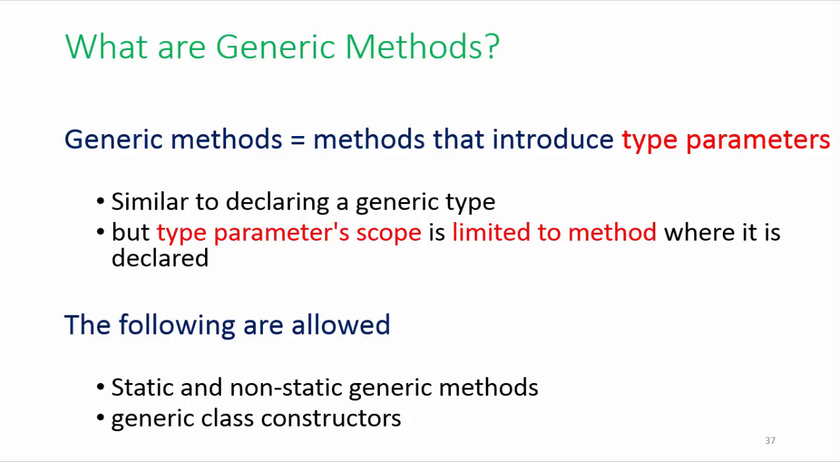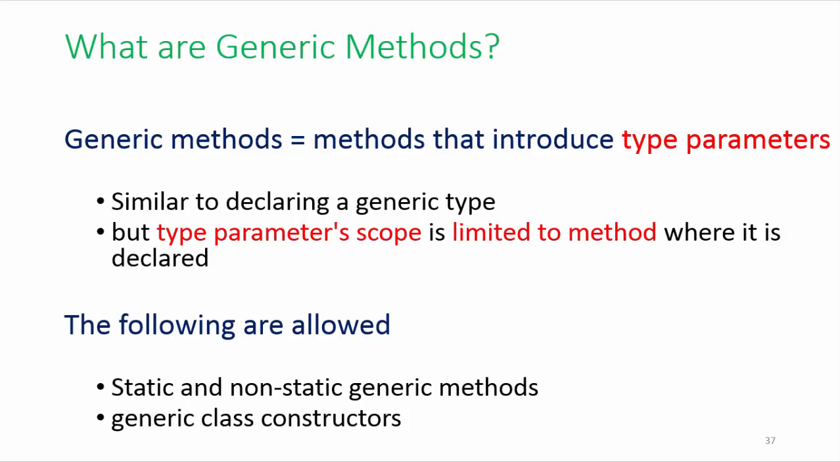The main difference is that the type parameter scope is limited to the method where it is declared. So the same way that when I'm writing a class Something, and this class Something accepts a type parameter T, you can use that type parameter T anywhere in the class itself, but not in another class. Same thing here for methods. The scope is different. Instead of being the scope of the entire class, it's the scope of a single method only. So you can use these constructs in static and non-static methods. You can use them also in generic class constructors.